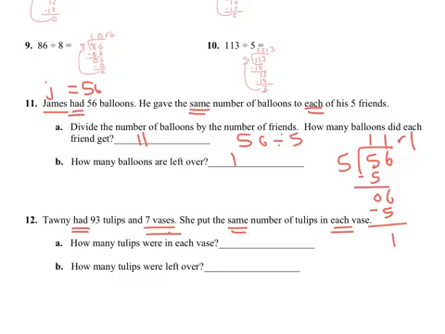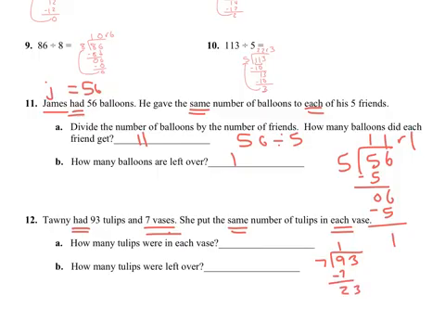So how much does she start with? She starts with 93. How many vases does she have? She has 7 vases. So how many times will 7 go into 9? 7 will go into 9 one time. 1 times 7 is 7. Subtract those. I get 2.